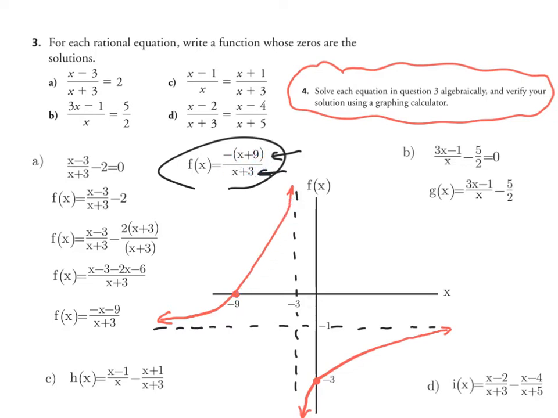Between -9 and -3 is where this is positive. So if you plug in a -6, I guarantee you're going to get a positive number here. And right at -9, that's the one spot where this will equal 0.